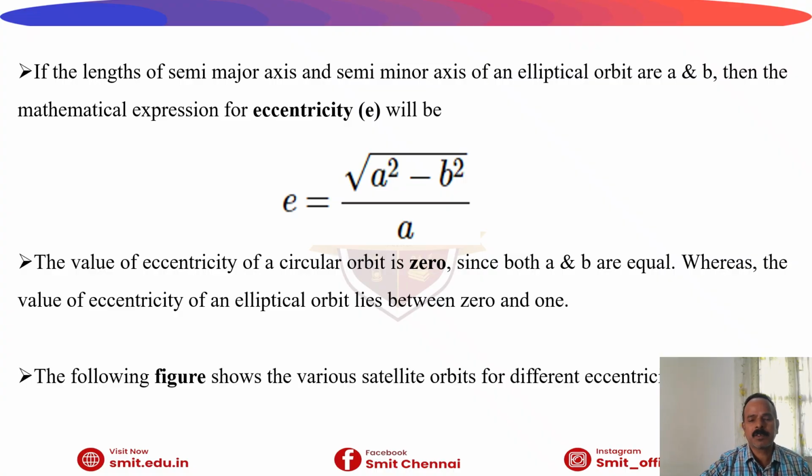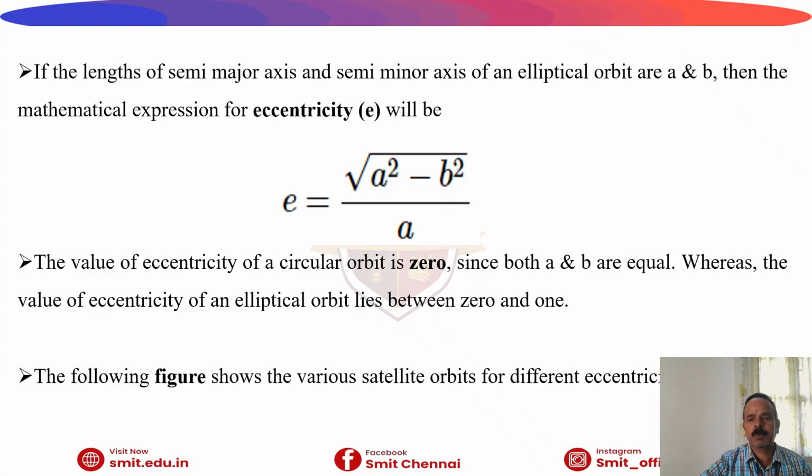If eccentricity is 0, then it will be a circular orbit only. So in the case where both A and B are equal, we can say it is a circular orbit, it is not an elliptical orbit. So the value of eccentricity will always be greater than 0, but it should be less than 1.